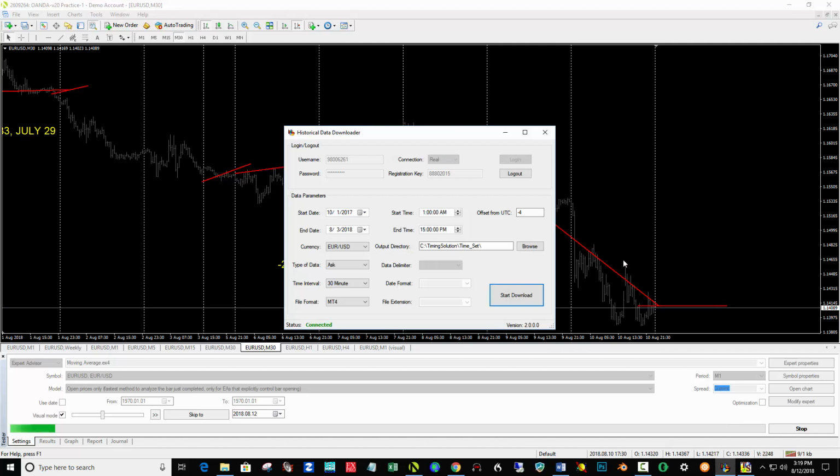One of the things that I've been using now for getting my data is the FXCM historical data downloader, and 10 months of data. So I just downloaded data ending August 3rd, so the week before this disastrous week for me, and stepping the start date back 10 months, and that gives me a little over 10,000 bars using ask data, 30-minute bar in an MT4 file format.